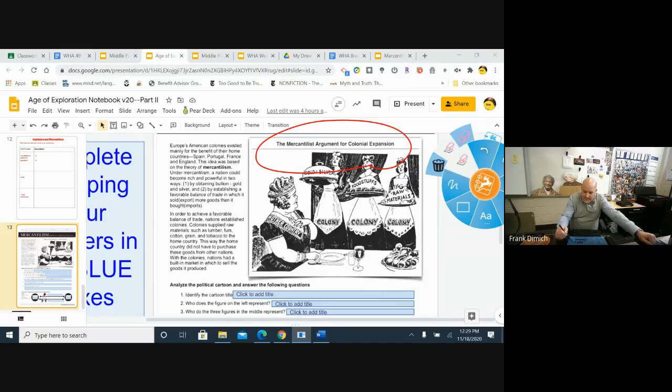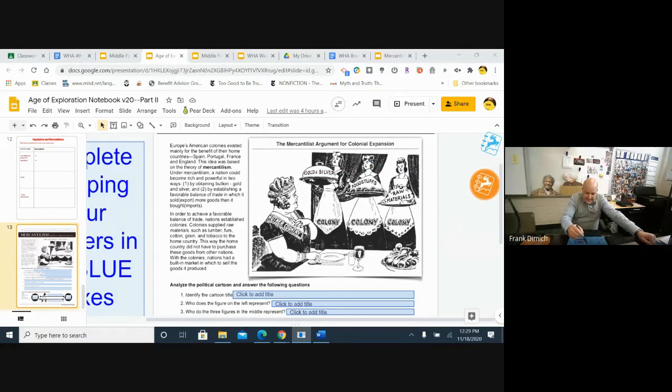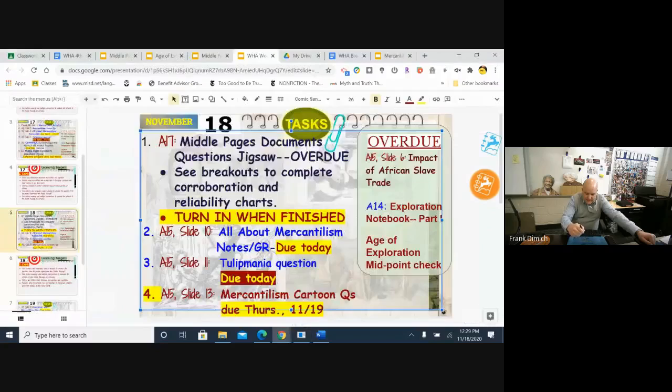So, in addition to what was due today, this is due tomorrow as a check, the mercantilism cartoon question. But that's not our main focus for today. None of this is. We'll pick back up mercantilism tomorrow. I know, I'm sorry to skip around.